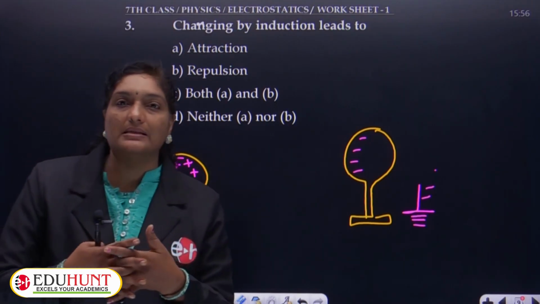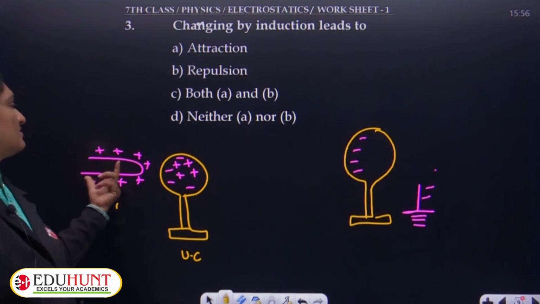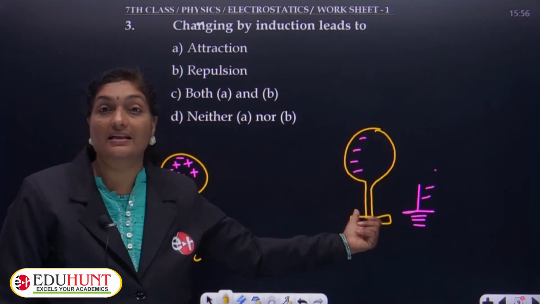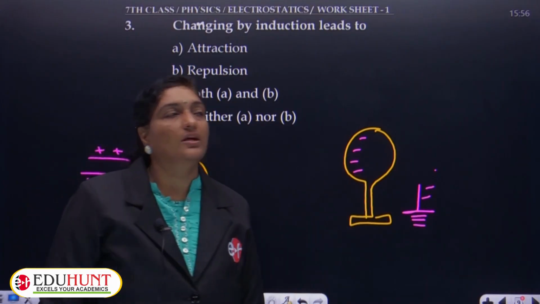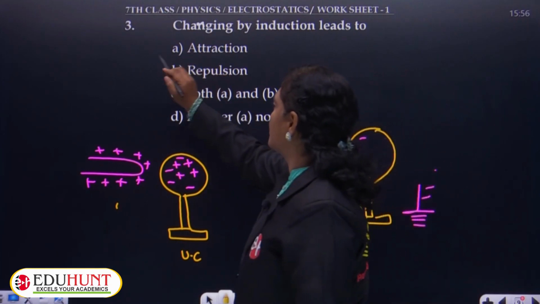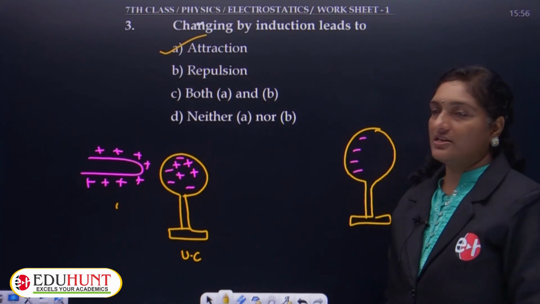Between the two, what happens? Attraction or repulsion will take place. No doubt, between a positively charged body and the newly formed negatively charged body, attraction takes place. So, charging by induction leads to attraction.